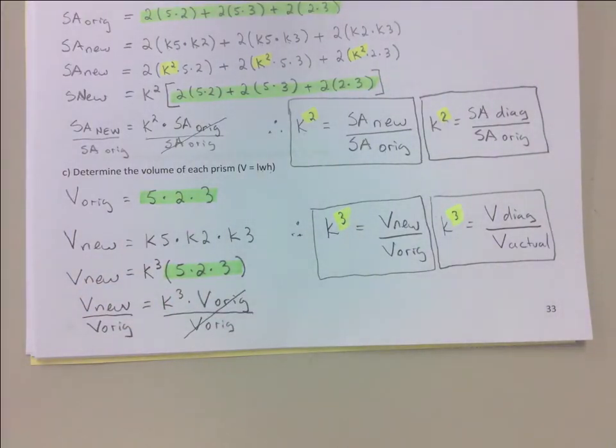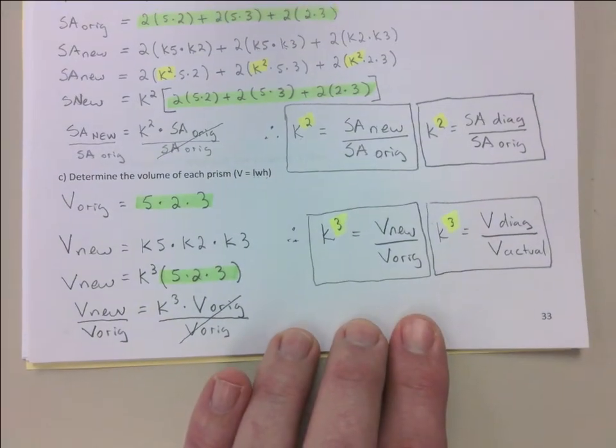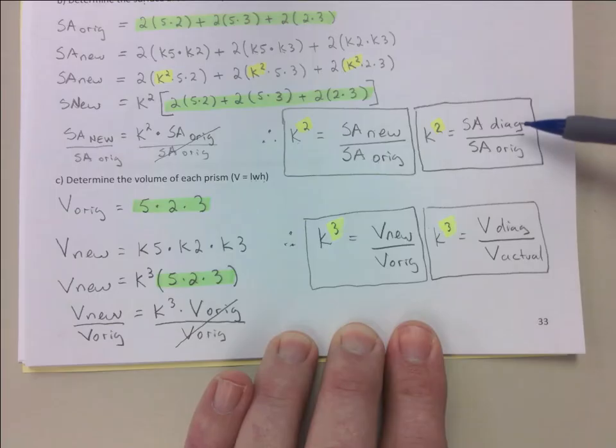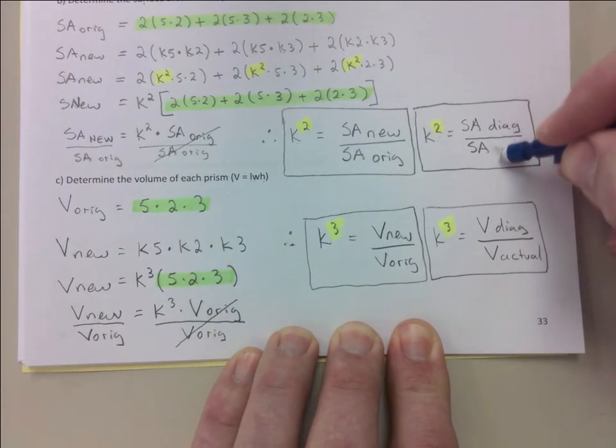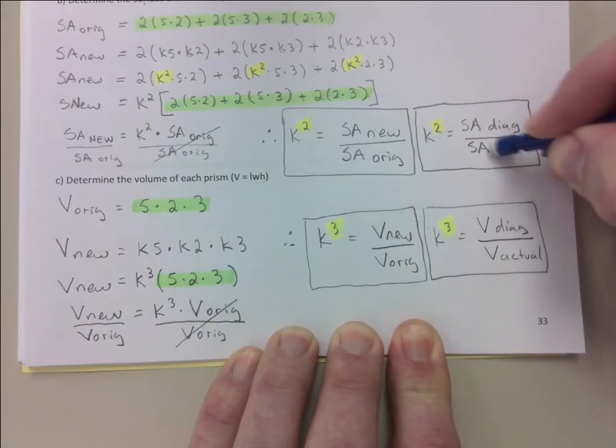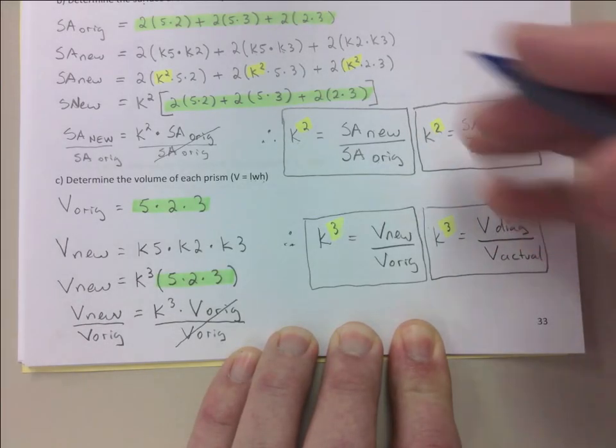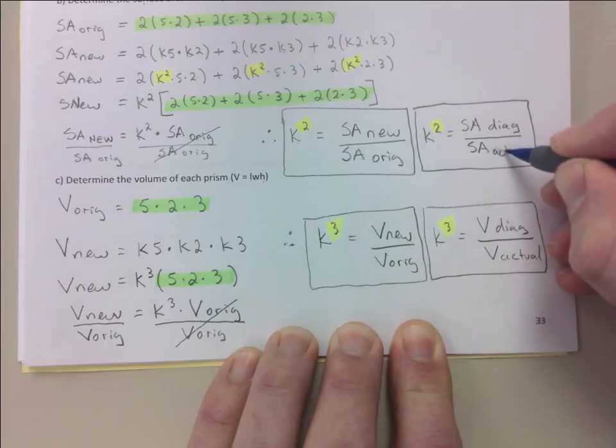K cubed, highlight K cubed. I went diagram over original here. You see this? If you just look up for one moment, this is supposed to read actual, right? So let's fix that, or else it may not help you to have original there. So I'm just going to change this to actual.